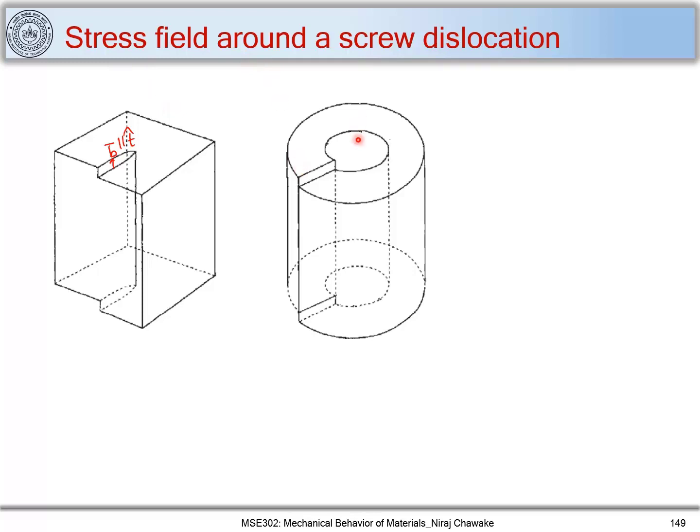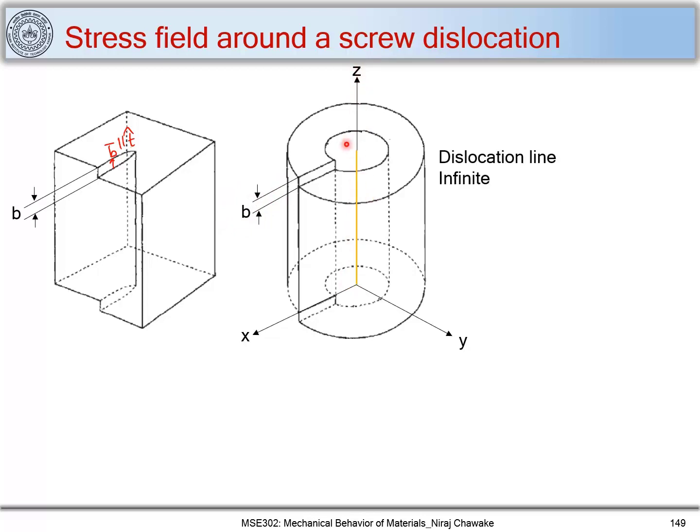Mind you, at the core of the dislocation line, this theory of elasticity for continuum media will break down. So we can't find the stress field very near the core of the dislocation. Now let's mark our coordinate axes first. Let's say this is x, y and z, where z is along the dislocation line, or axis of the cylinder, and this is the Burgers vector. So you have a Burgers vector here.